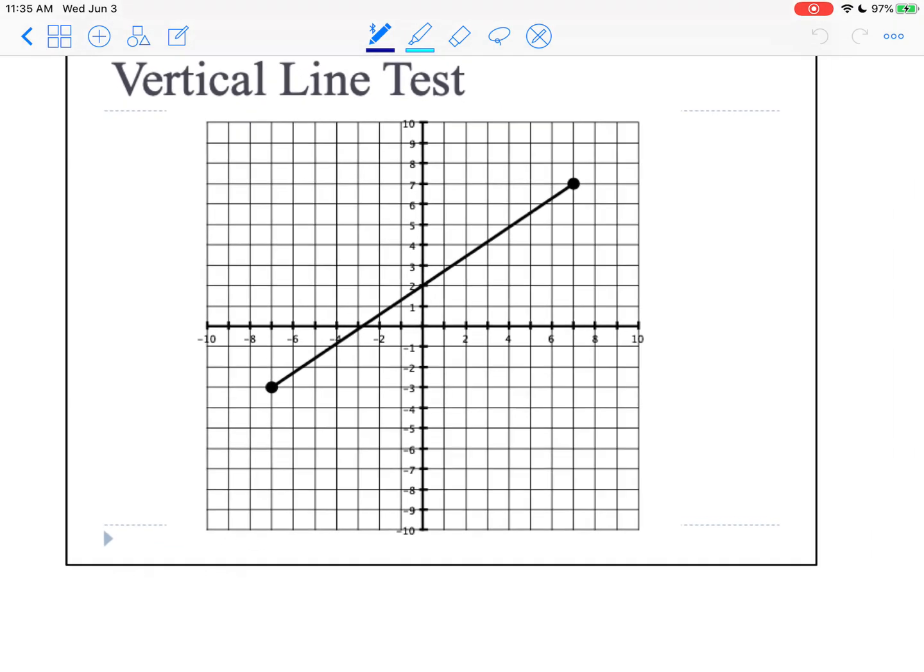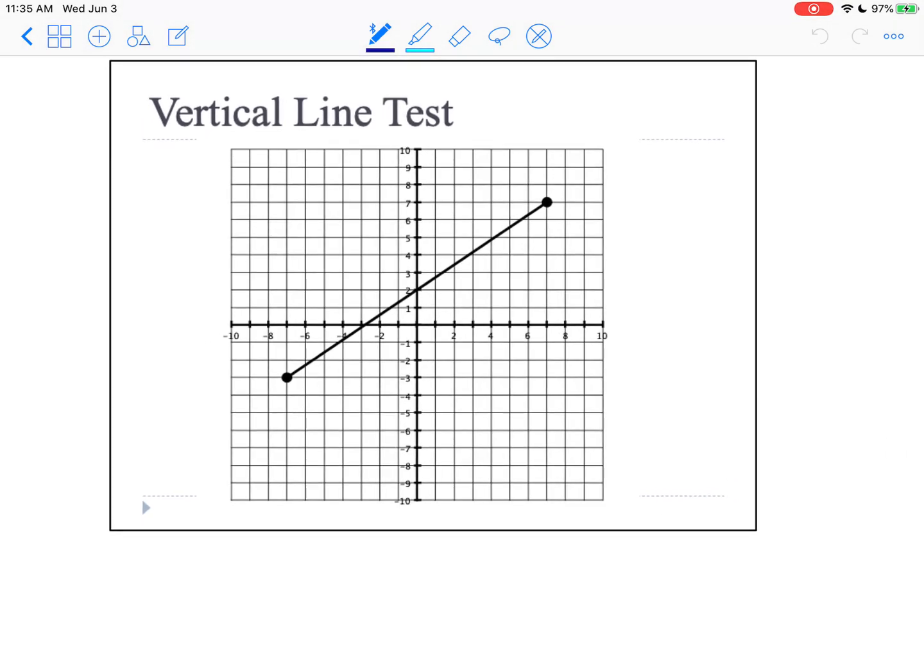Let's look at the next one. So first, let's determine if this is a function. Does it pass the vertical line test? And again, if I drew a vertical line here, and then I dragged it around, it looks like it passes the vertical line test. Only hitting one point at a time.